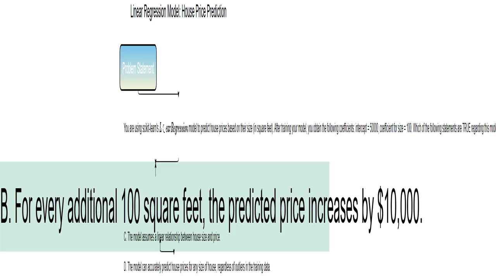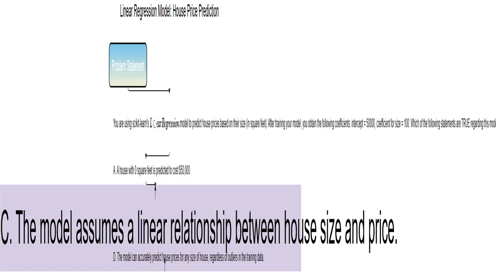This tests our understanding of the coefficient. The coefficient, m, 100 in this case, represents the slope of the line, indicating how much the predicted price changes for each unit change in size. An increase of 100 square feet leads to a price increase of 100 times 100 equals $10,000. Linear regression, by its very nature, assumes a straight line relationship between the variables. This means I'm assuming a constant rate of price increase per square foot.